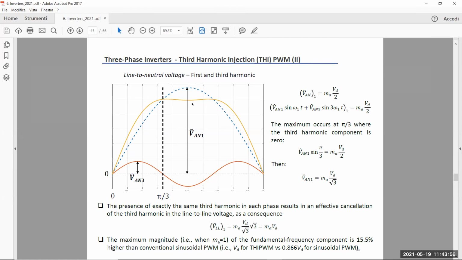In that situation, you are able to maximize the fundamental component, and in this situation you can get exactly VD as a maximum value, with an increase in the amplitude of about 15% with respect to the standard sine wave pulse width modulation. So look at these waveforms that are much better than mine, so you can compare what I said yesterday. If you have a question, I can answer.